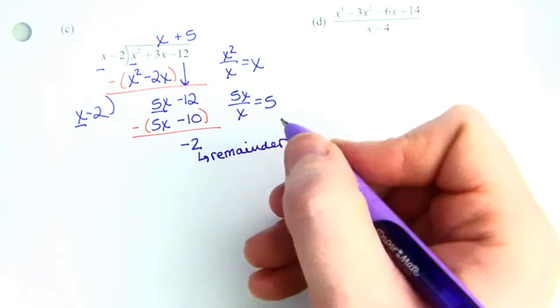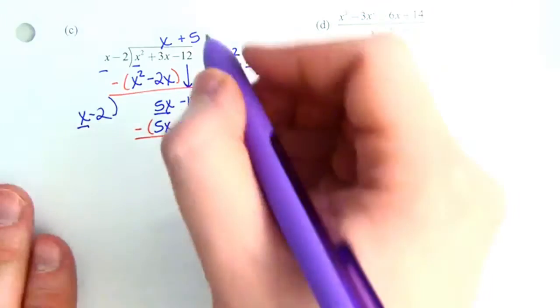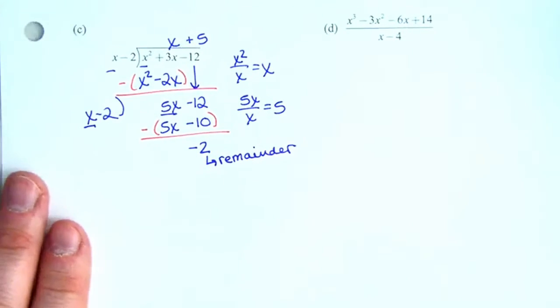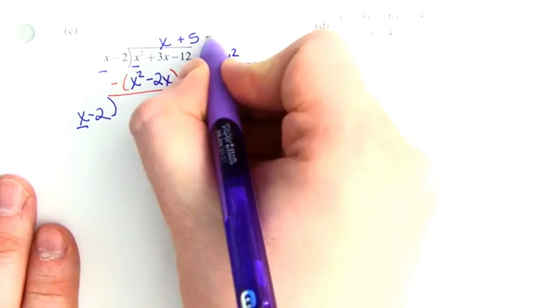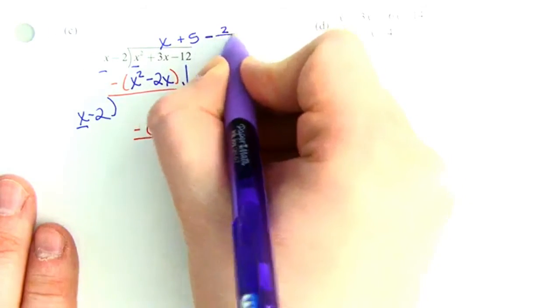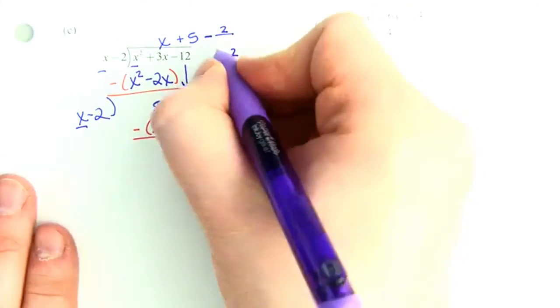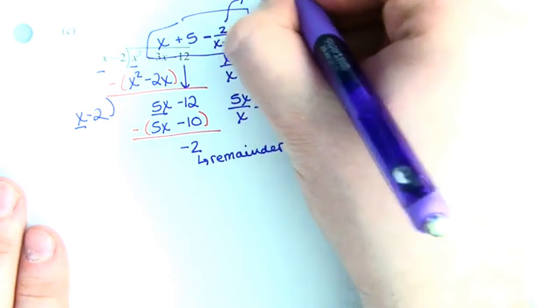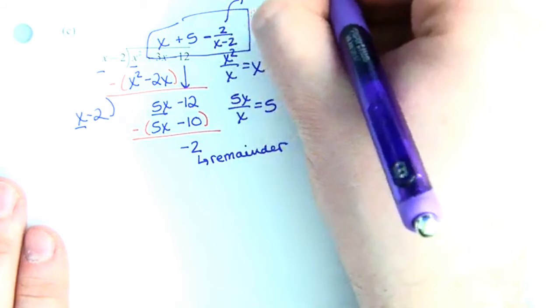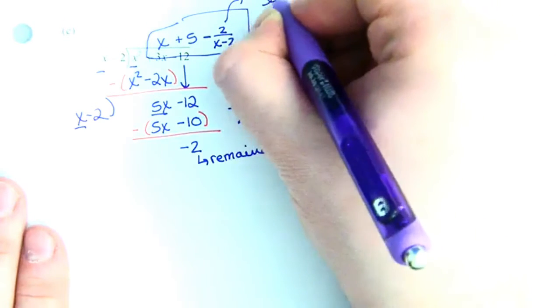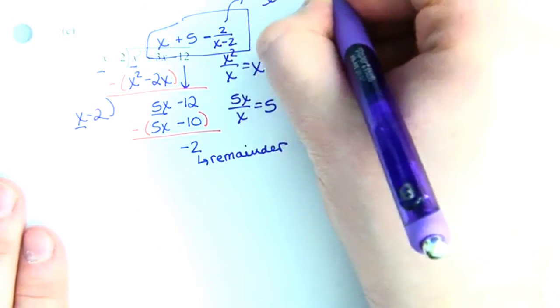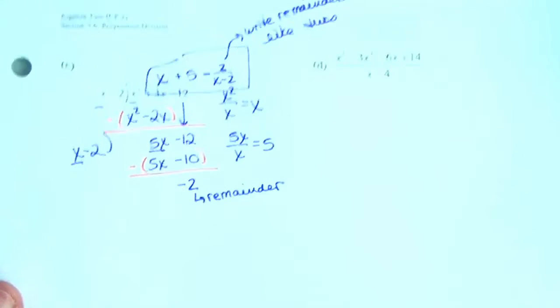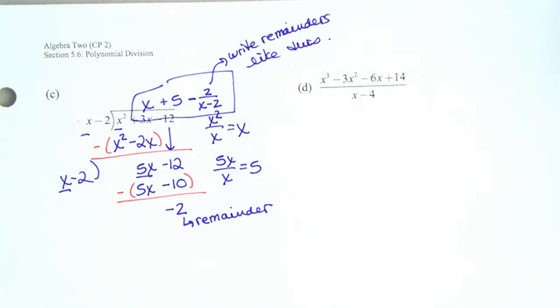And as I think I've mentioned before, we're going to write remainders as fraction problems, sometimes plus a fraction, but in this case, since the remainder was a negative number, I'm going to say minus 2 over the thing I was dividing by. My remainder is going to be minus 2 over x minus 2. We're going to say write remainders like that.